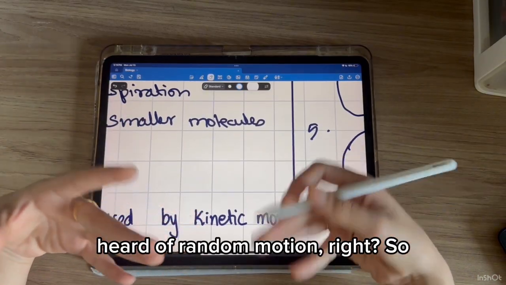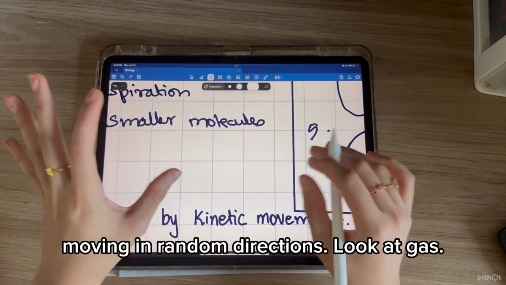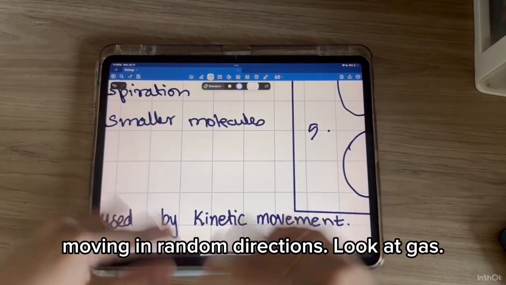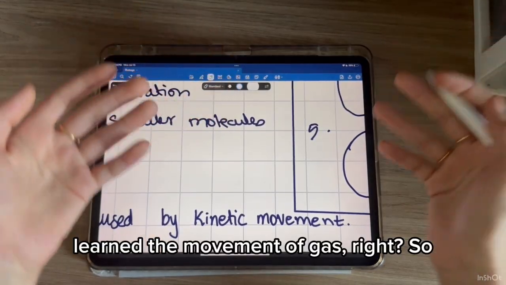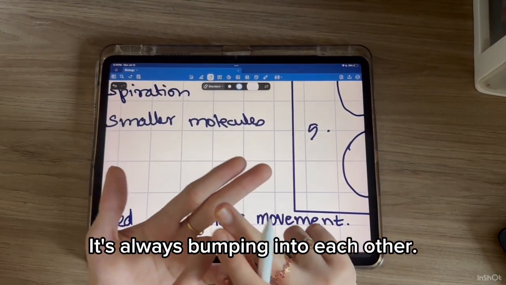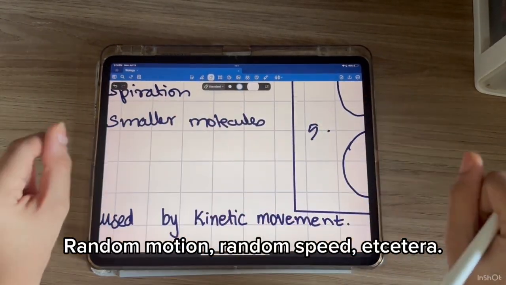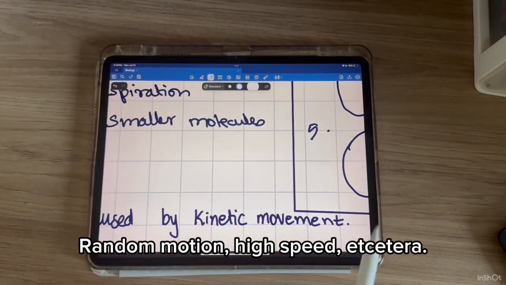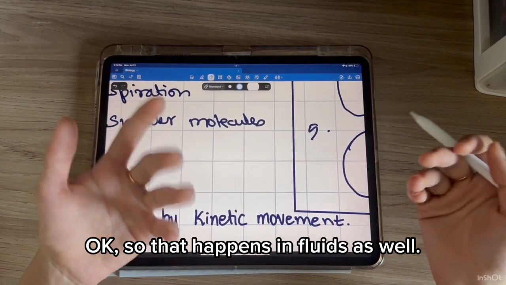We all have heard of random motion, right? So particles are always moving, and they're moving in random directions. Look at gas. When you look into chemistry and you've learned the movement of gas, it's always in random motion. It's always bumping into each other. Random motion, random speed, high speed, etc. Okay, so that happens in fluids as well.